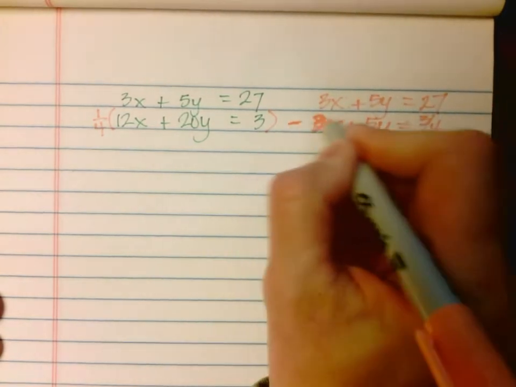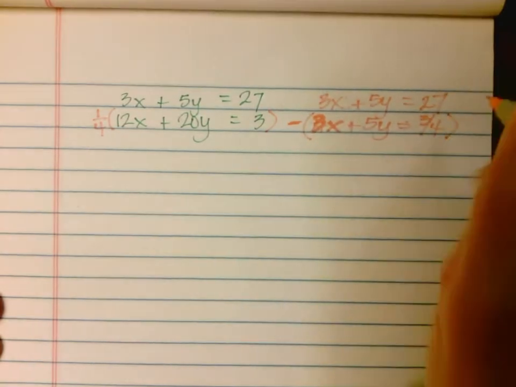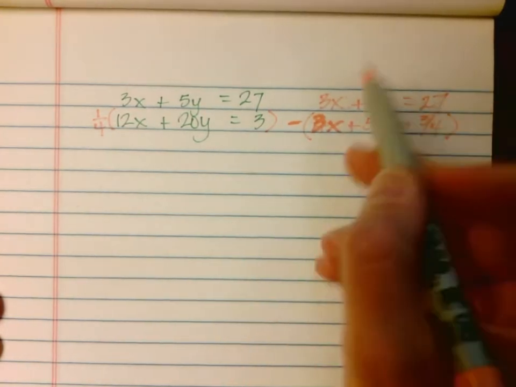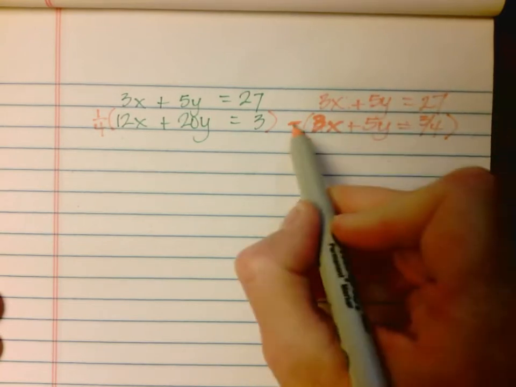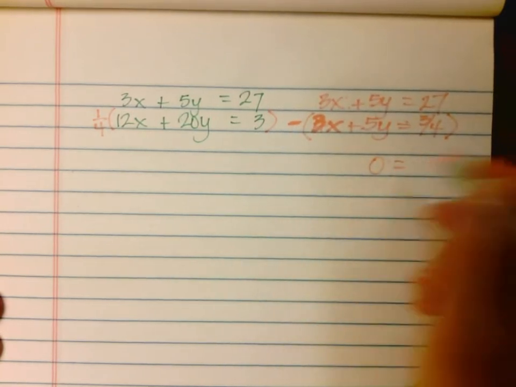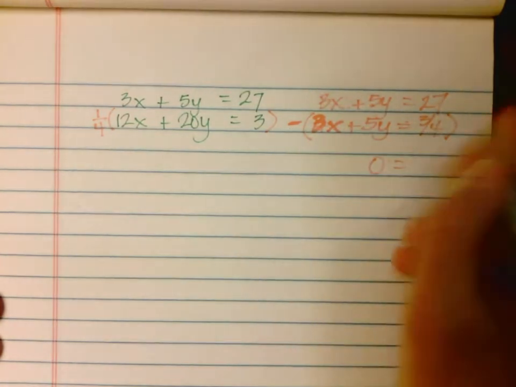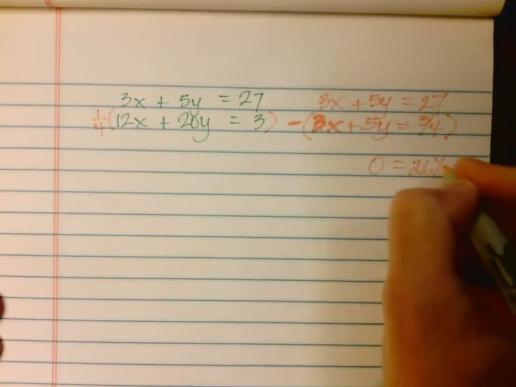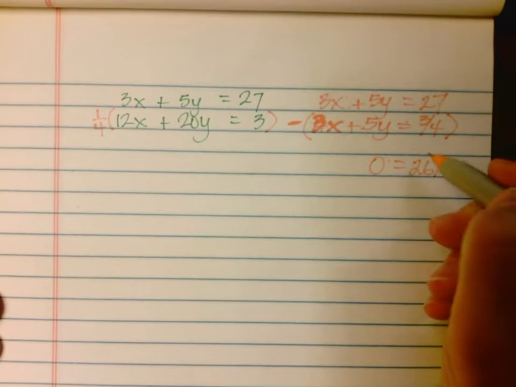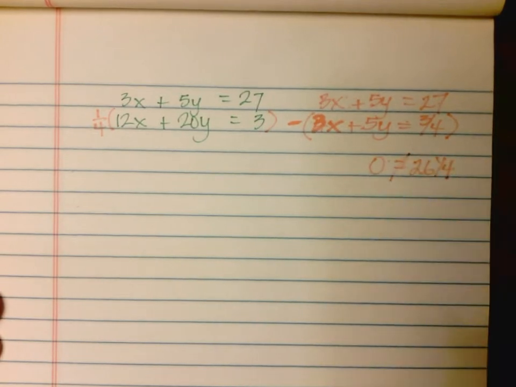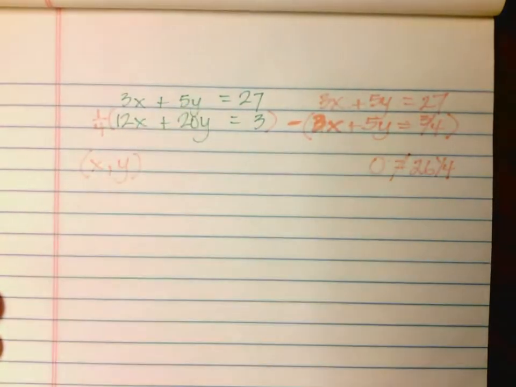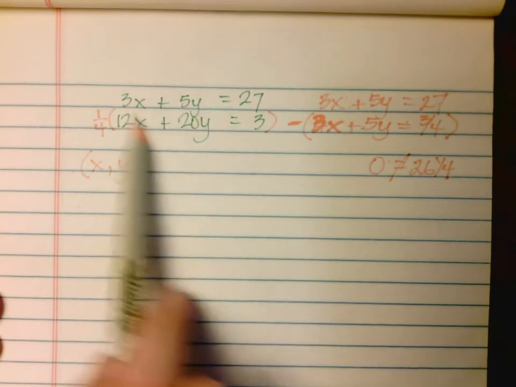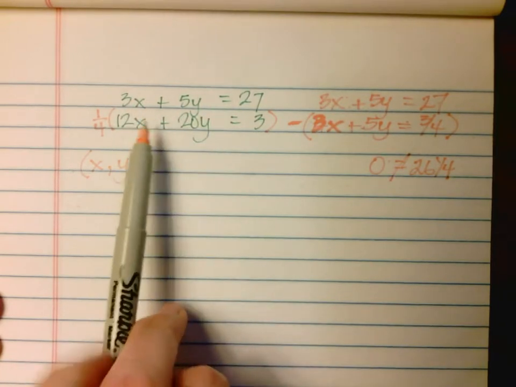So if I subtract the entire bottom equation, I would get 3x minus 3x is 0, 5y minus 5y is 0, and then I get 27 minus 3/4, so 26 and 1/4. This statement is not true. This tells us that there are no coordinates of x and y available that would make both original sentences true.